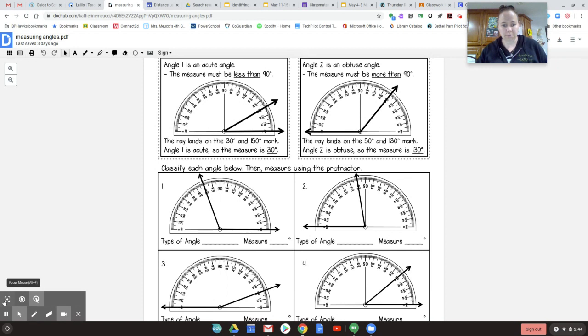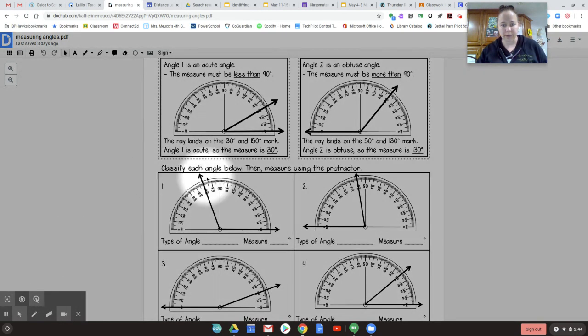Okay, so I'm looking at this angle, and I'm thinking to myself, Mrs. Meucci told me I need to classify this angle first. So, is it acute? Is it obtuse? Or is it a right angle? This one is greater than 90 degrees. Do you see how number 1 is greater than 90? So we're going to write right here on this line, obtuse.